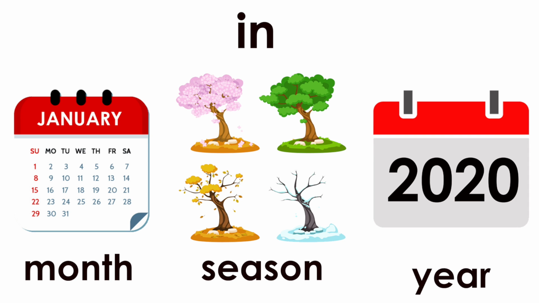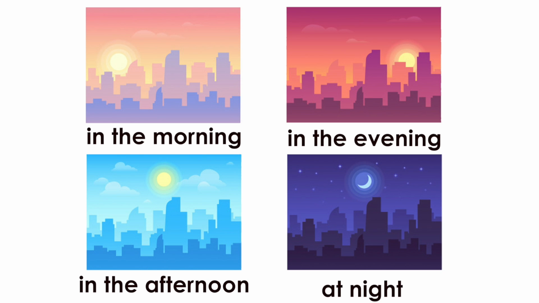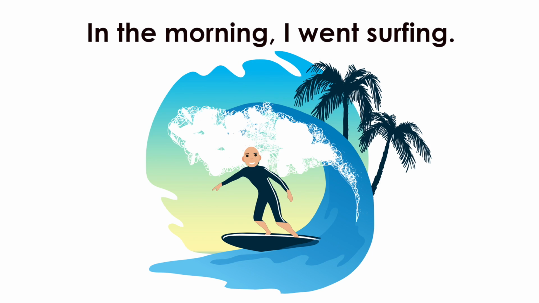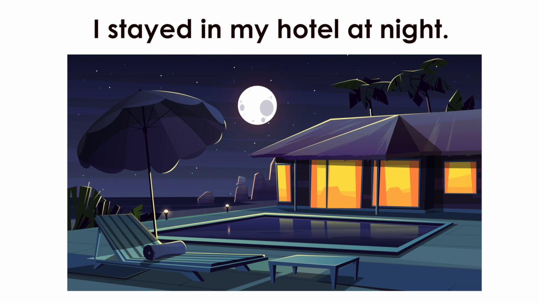In is used for months, seasons, years, and sometimes of the day. We say in the morning, in the afternoon, in the evening, but we say at night. For example, I went to Hawaii in August. In the morning, I went surfing. I stayed in my hotel at night.